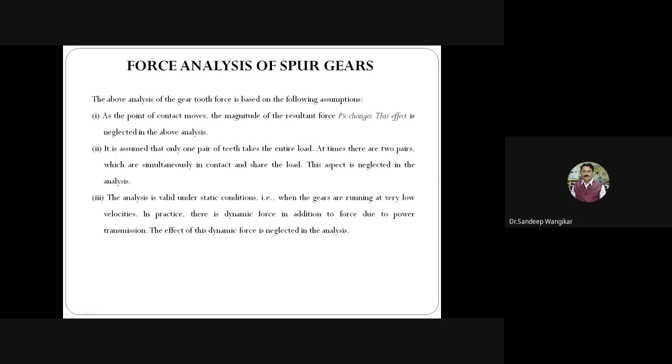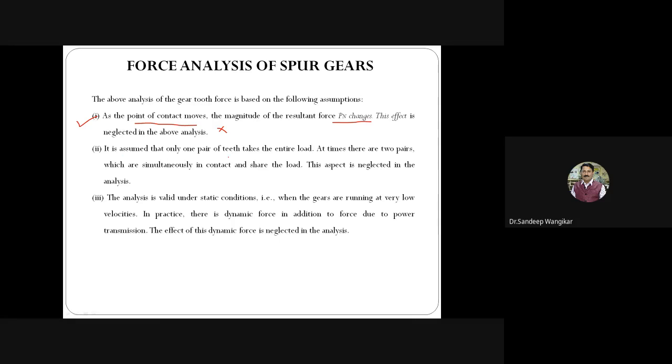As the point of contact moves, the pinion tooth is transferring the force on the gear. The point of contact started at one point. The pair will engage for a certain time, and again there will be no point of contact, and they will get completely separated. Again the next pair will come in contact. So this continues. But the point of contact is continuously moving, and as it moves with the pinion and gear, the resultant force magnitude also changes. But this effect is not considered, neglected in the analysis. This is your first assumption.